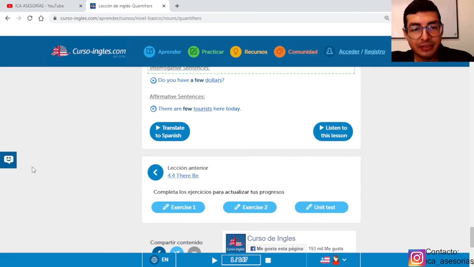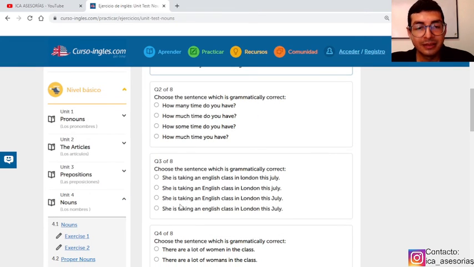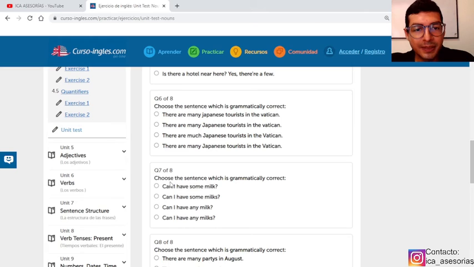So here we have the end of the lesson. We also have the unit test. Remember to do it, to practice it. Let's do one question. Choose the correct answer. Let's pick one. Here, the 7th one.